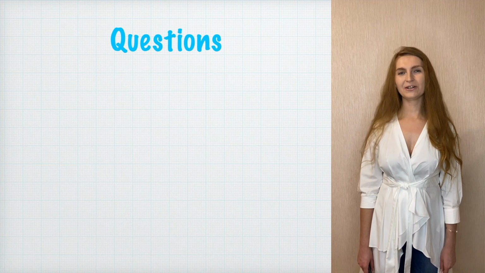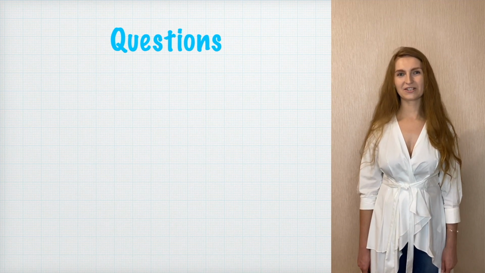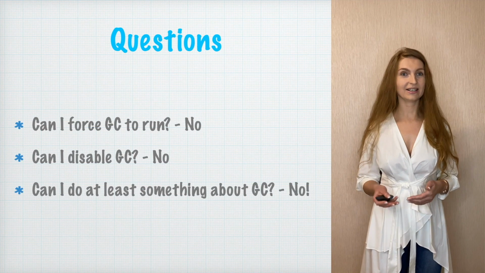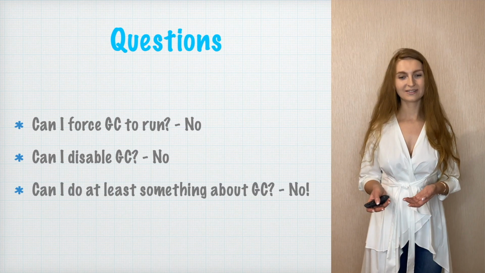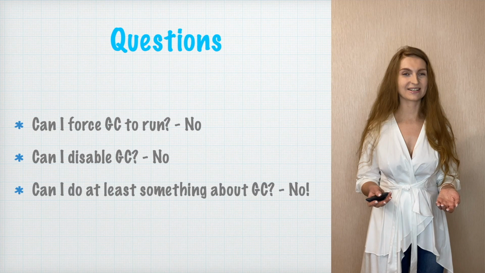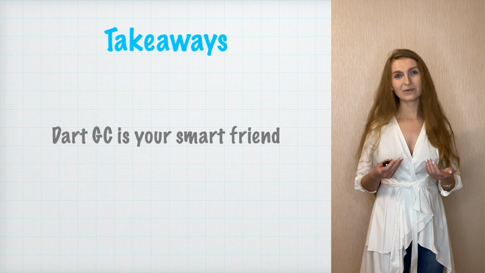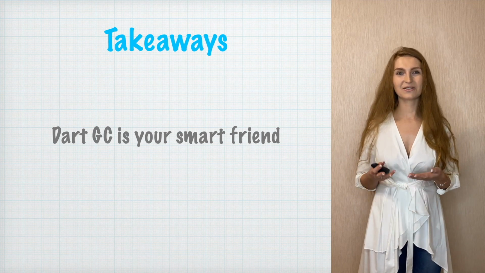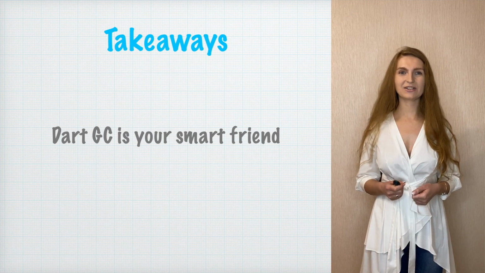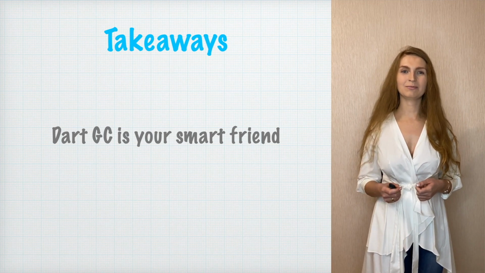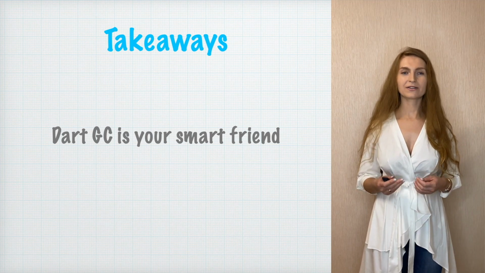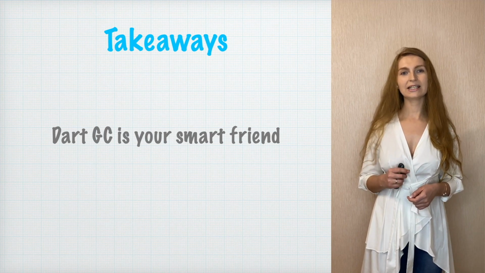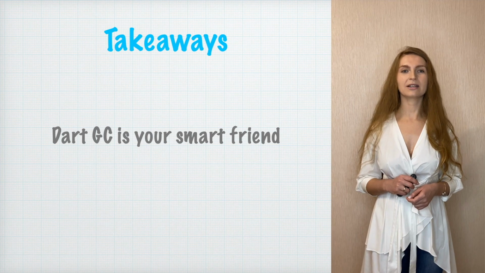Oh, I believe after learning about all this stuff, you might have some questions. Can I force GC to run? No. Can I disable GC? No. Can I do at least something about GC? No. The takeaway I want you to have is that Dart has an automatic memory management system that is your friend. It is smart enough to deal with tons of small objects a Flutter app may allocate, handle garbage, resolve circular dependencies, cross-generational references, and does it in a very delicate way, trying to avoid blocking apps as much as possible.